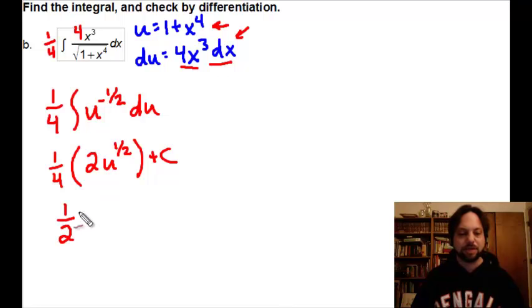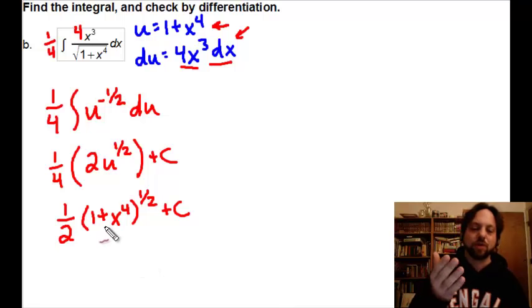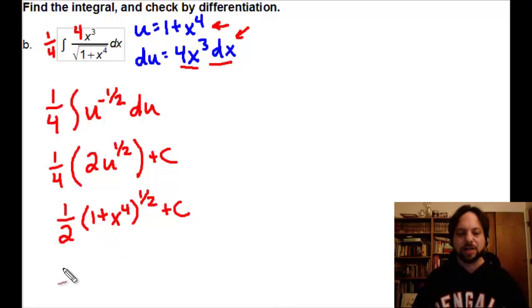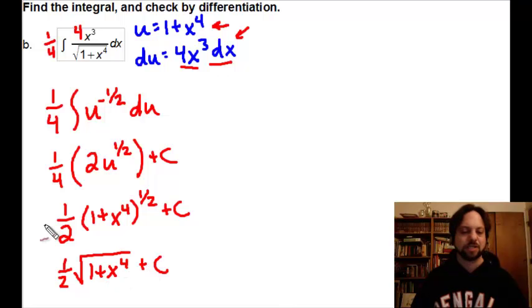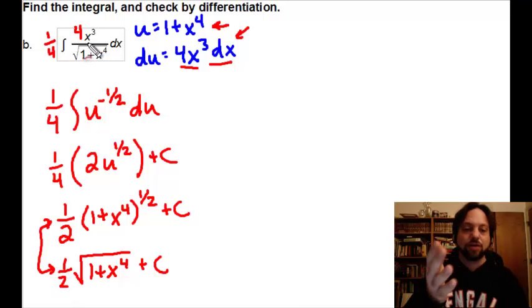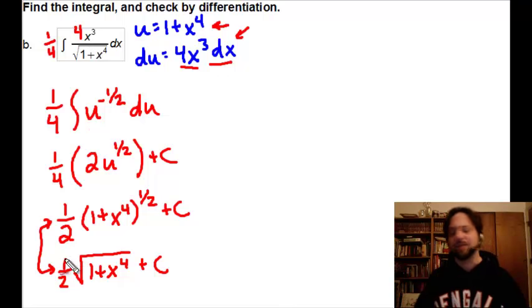And if I do that, I'm simply going to get 1/2. Here's u, 1 plus x to the 4th, and that'll be to the 1/2 power plus c. Of course, if I want to, I can turn that 1/2 power into a square root. And then I'll have that answer that would probably be the answer on your multiple choice test. But on a free response, these two are exactly the same, and both would be correct. So, is this true? Is the integral of this thing up here really that thing down there? Just to check, let's go ahead and differentiate.